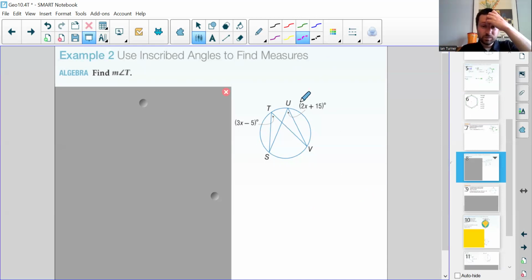So again, look at T. T intercepts SV, like that little pink dotted line, and U intercepts SV. So they intercept the same arc. That means they've got to be congruent, a little congruent symbol here. So we can set those equal. We say 3x minus 5 equals 2x plus 15.